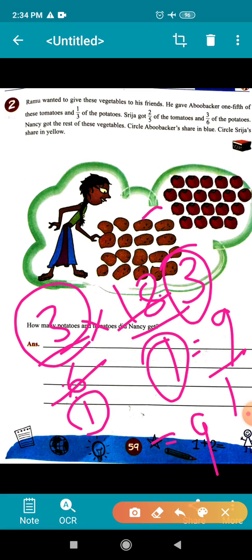9 potatoes from the group and color with yellow color. Correct? Similarly, you will make a group of how many tomatoes? 8 tomatoes. Here you will remove 8 tomatoes, and from which color you will do it? With yellow color. Right? This is Shiza's share.